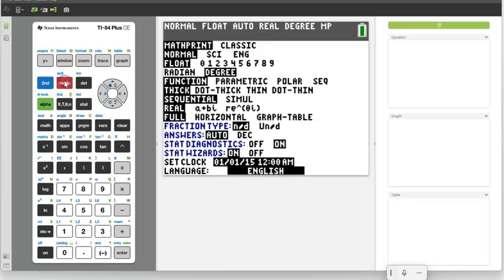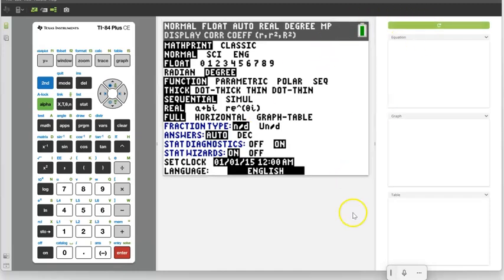So if you'll hit your mode button, and again, remember when I hit something, it lights up in red. When you hit your mode button, I want you to come down here at the very bottom and make sure your stat diagnostic is on and your stat wizard is on. If my stat diagnostic was off, it would be highlighted. So I'm just going to arrow over to on and hit enter, and you'll notice that now on is highlighted. So that means that my stat wizard is on.